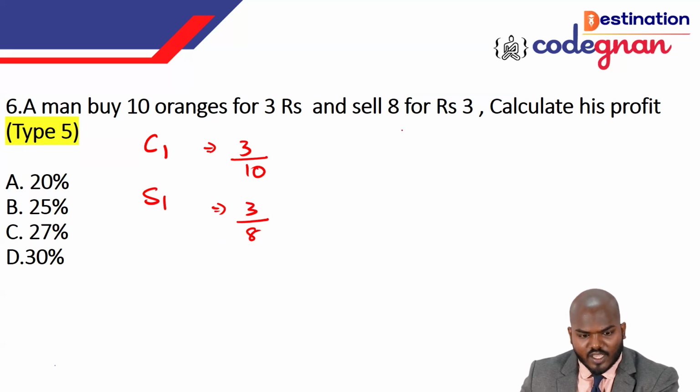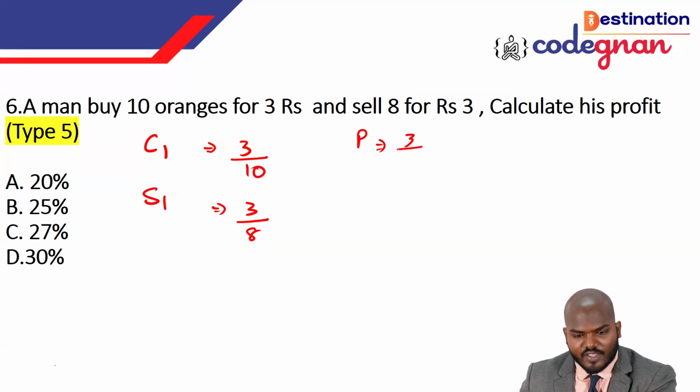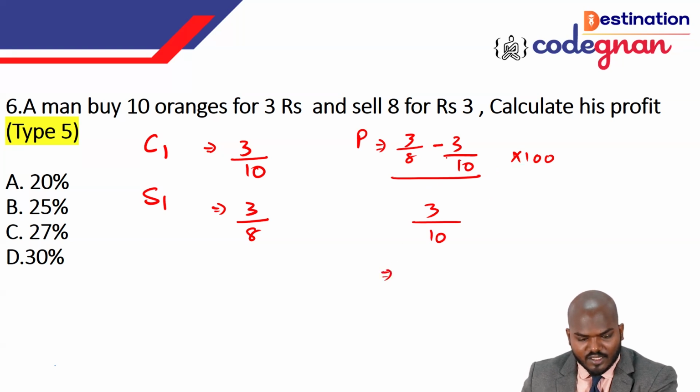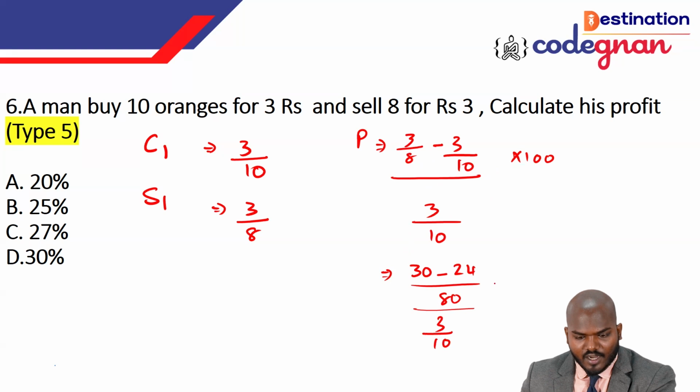So now they are asking for the profit percentage. You see all the things are given, but still they have given the term here. The profit is SP minus CP. The SP is 3 by 8 minus 3 by 10, divided by cost price, which is 3 by 10, times 100, as we need the answer in profit percentage. The LCM of 10 and 8 is 80. Taking 80 as LCM, this becomes 30 minus 24 by 80, divided by 3 by 10, times 100.